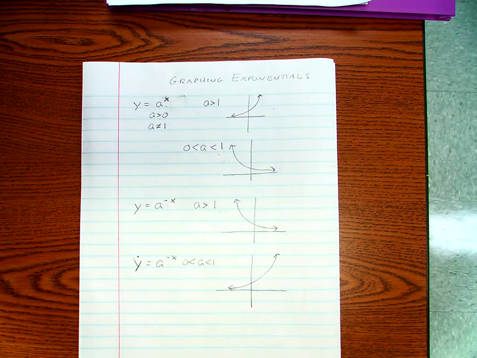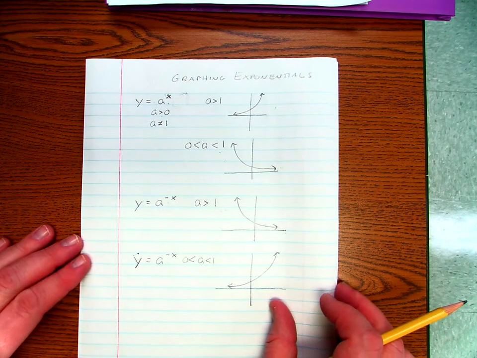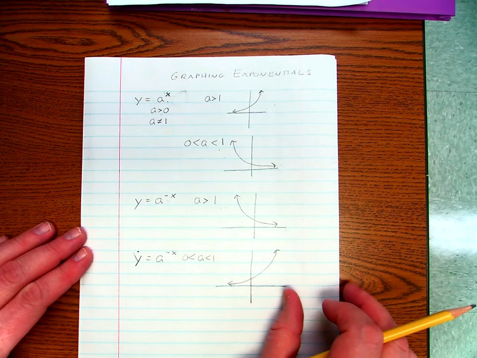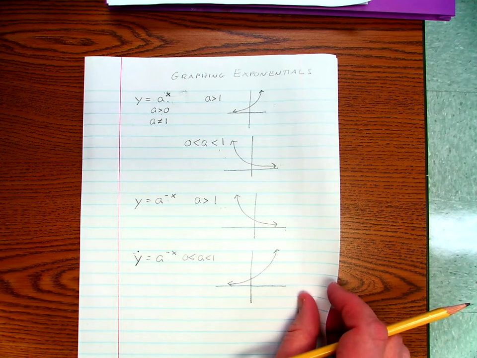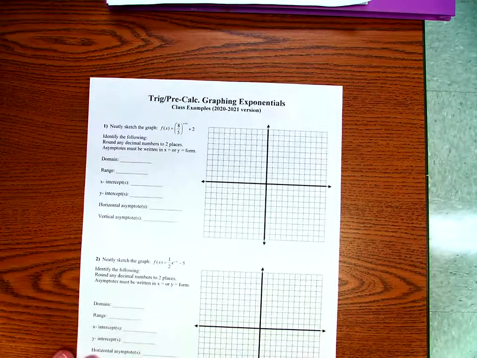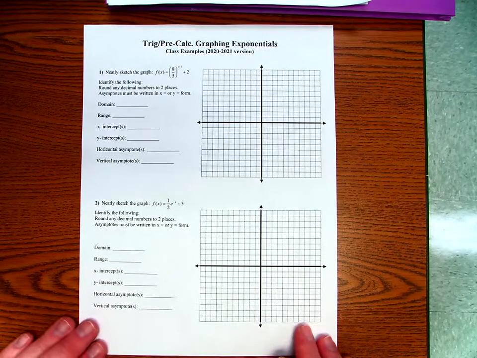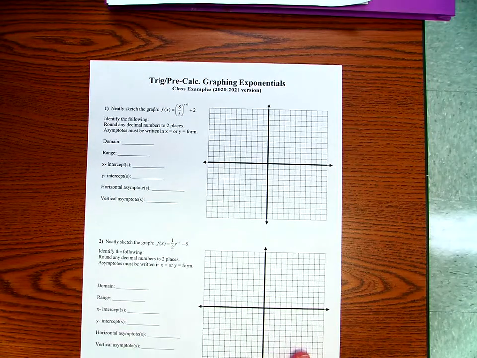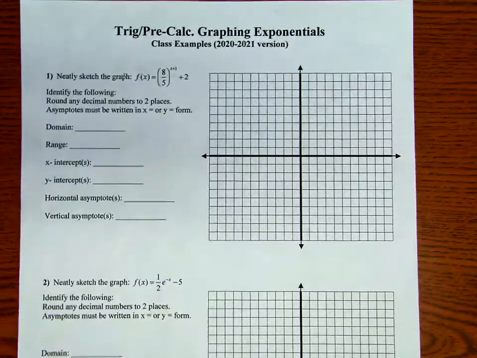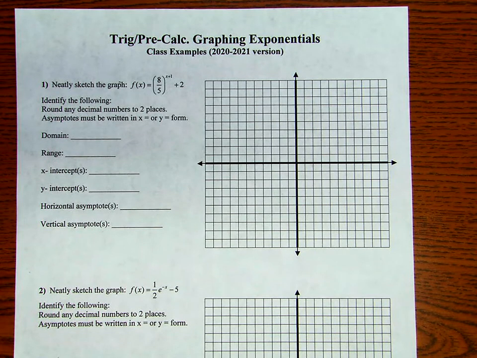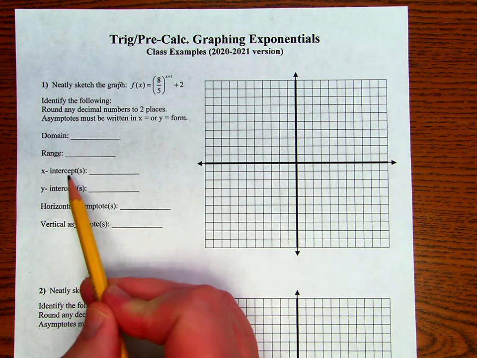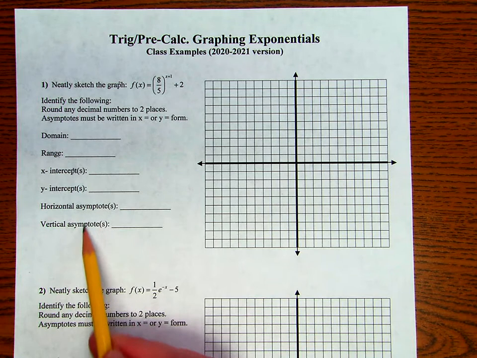So what we're going to do is look at a couple typical types of examples that you're responsible for in this class in terms of the level of difficulty and the types of things you'd be asked to figure out as far as the graph goes. So we're going to do two examples. Let's zoom in a little bit here. We're going to neatly sketch the graph. We're going to identify the domain, range, its intercepts, and its asymptotes.